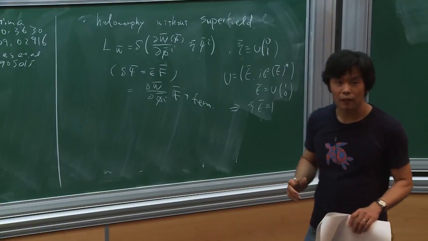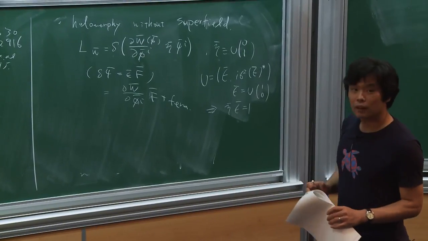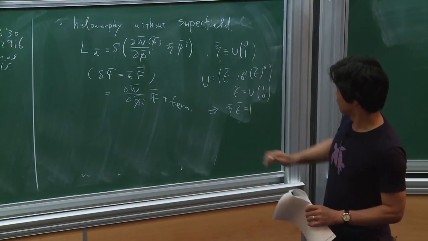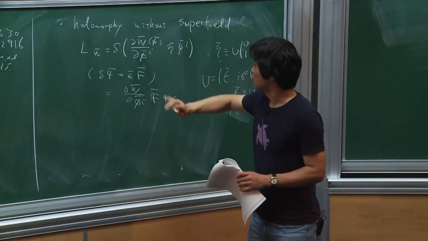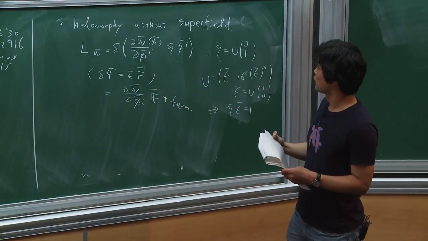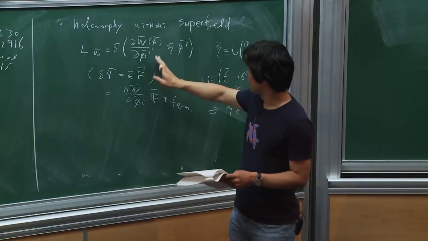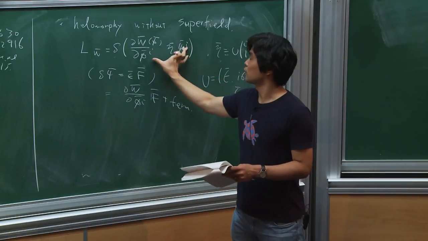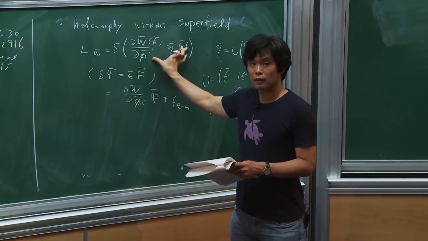Phi is in which representation of the color group? This one? It has to be gauge invariant, I guess. Right, right. Phi is in which representation? Any. It's contracted. This is contracted, into the most general gauge invariant operator.